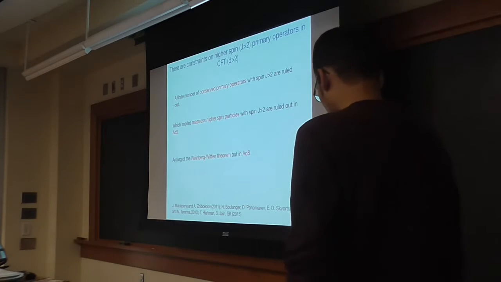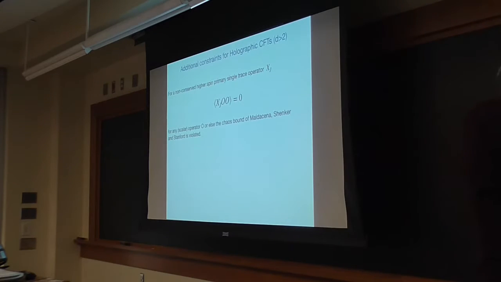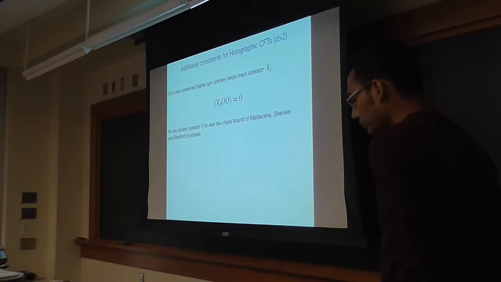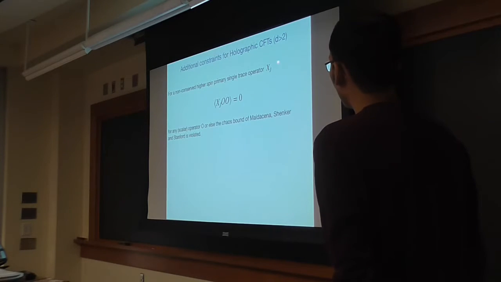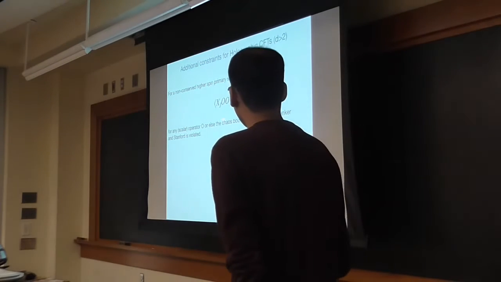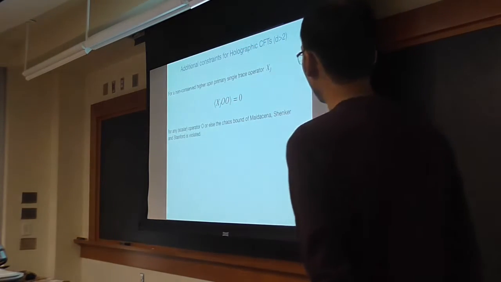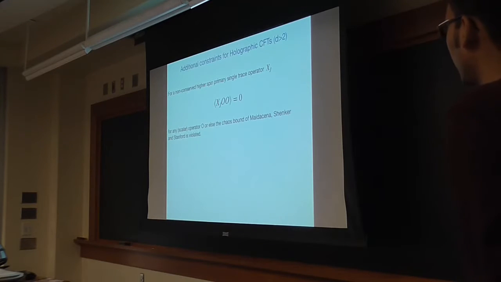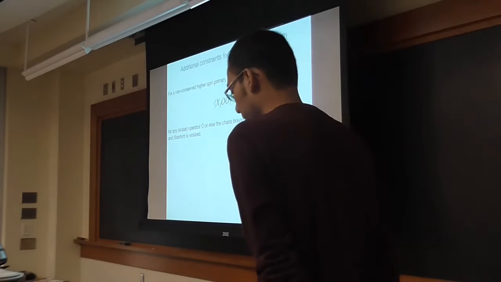So far this is for generic CFTs. For holographic CFTs, there are additional conditions. For holographic CFTs, one can show very easily from the chaos bound that any higher spin single trace primary operator X_J should have a Z2 symmetry, so that any 3-point function of the form X_J O O, where O can be any operator you want, must vanish. Otherwise it will violate the chaos bound.